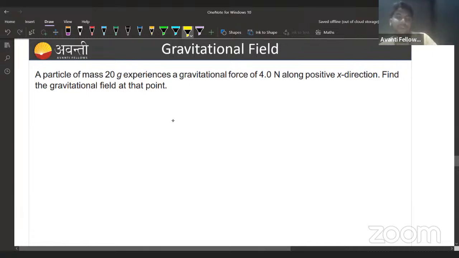Let's solve this question. Pretty simple question. A particle of mass is given as 20 grams. Whenever you see any unit apart from the SI unit, you instantly convert it. So that will be equal to 20 into 10 to the power minus 3 kg. As simple as that. Now, what else is given? Gravitational force of 4 Newton, means force is also given.